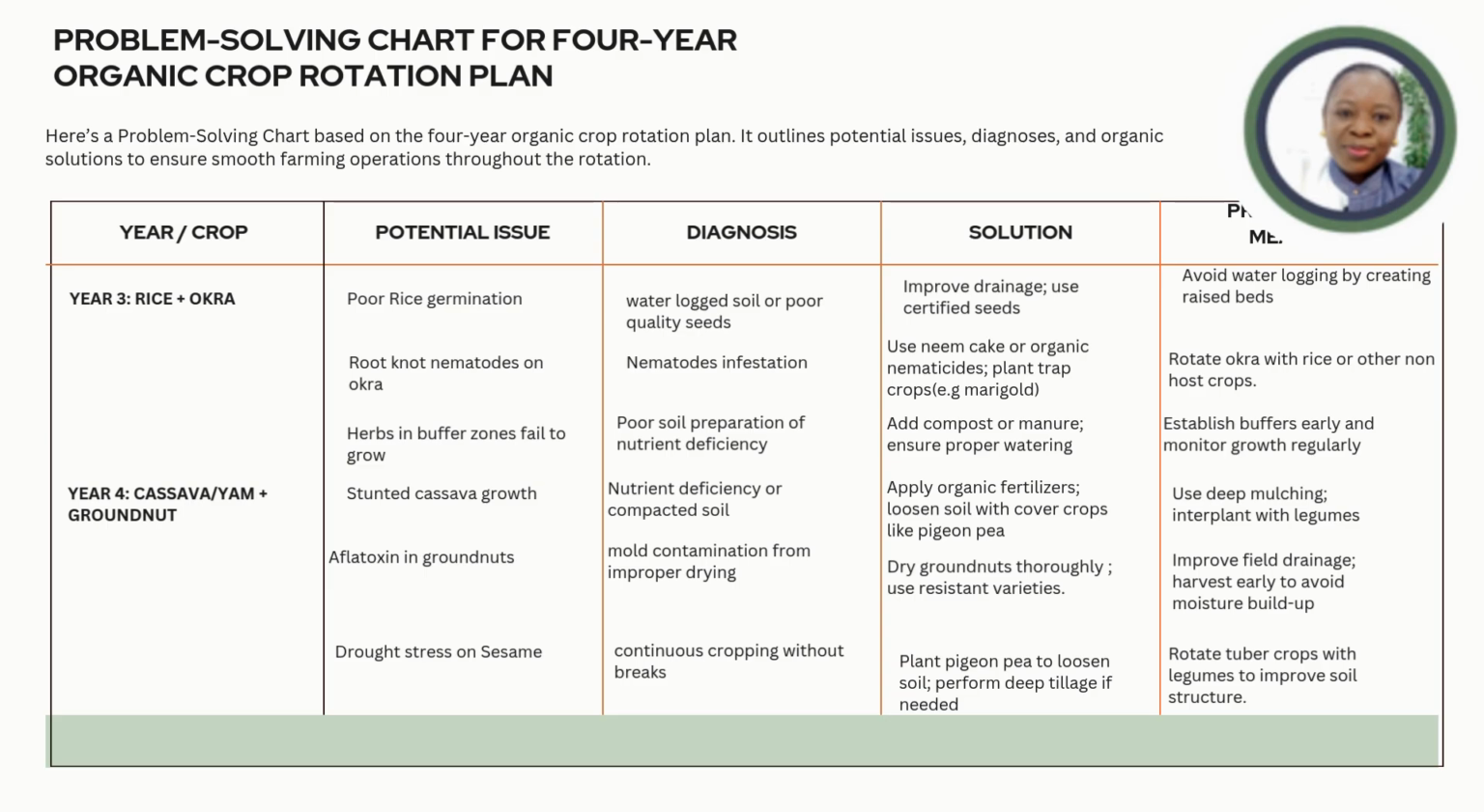Potential issue three, year four: drought stress on sesame seeds. Diagnosis: continuous cropping without breaks. Solution: plant pigeon pea to loosen soil, perform deep tillage if needed. Preventative measures: rotate tuber crops with legumes to improve soil structure.